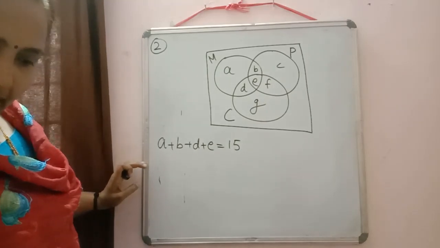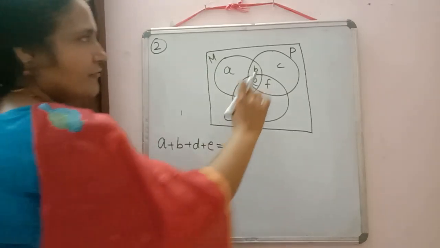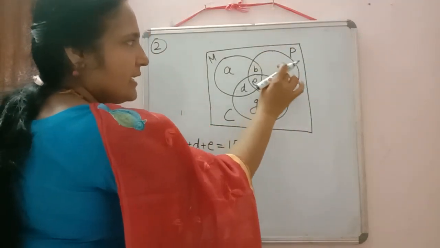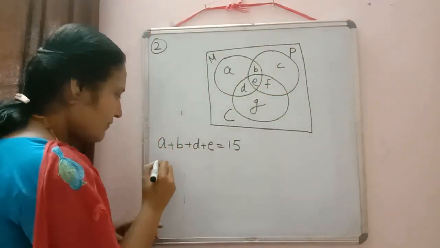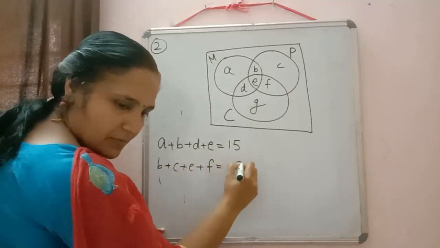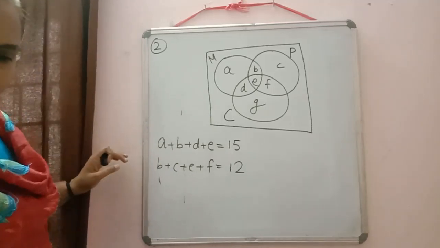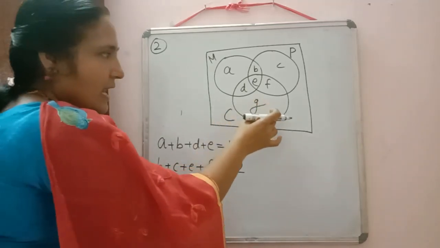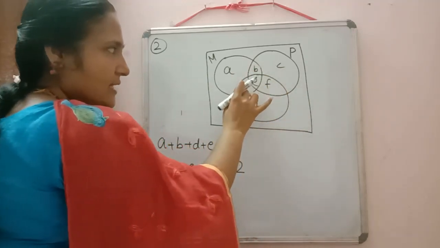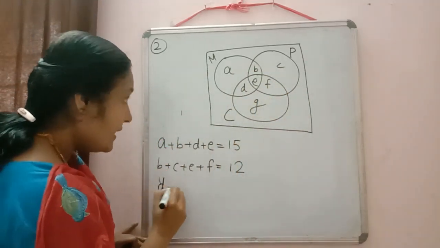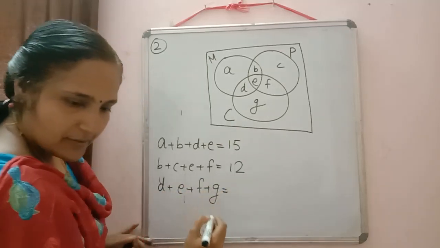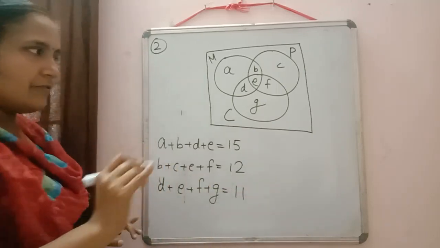Similarly, 12 had taken physics. The set physics is denoted by the letters B, C, E, F. So we will write here B plus C plus E plus F is equal to 12. 11 had taken chemistry. 11 students have taken chemistry. So chemistry, this circle, is denoted by D plus E plus F plus G is equal to 11. So the first information is over.